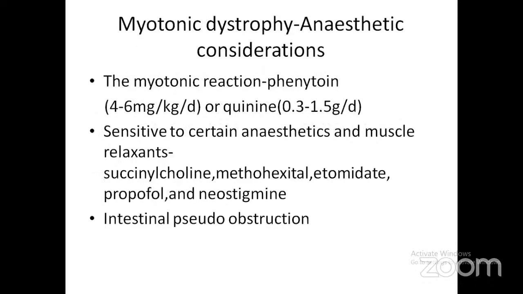Myotonic dystrophy, anesthetic considerations. The myotonic reaction, in which muscle rigidity occurs, is treated with phenytoin 4 to 6 mg per kg per day or quinine 0.3 to 1.5 grams per day. Patients are sensitive to certain anesthetics and muscle relaxants such as succinylcholine, methotrexate, etomidate, propofol, and neostigmine. Because of atrophied smooth muscles, these patients can present with intestinal pseudo-obstruction in the perioperative period.